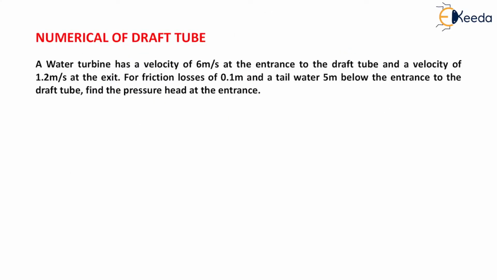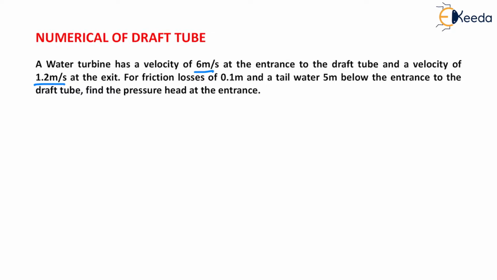Now the question is given as: a water turbine has a velocity of 6 meter per second at the entrance to the draft tube and a velocity of 1.2 meter per second at the exit. For friction losses of 0.1 meter and a tailwater 5 meter below the entrance to the draft tube, we have to find the pressure head at the entrance.